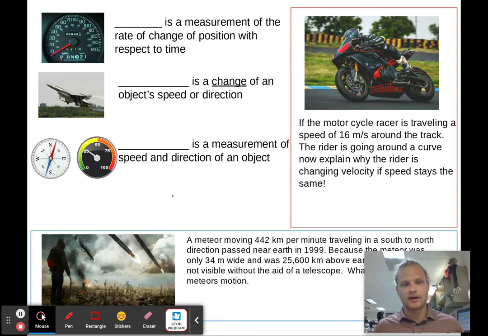All right, so now we're going to talk about speed and acceleration. So speed is the measurement of rate of change of position with respect to time.